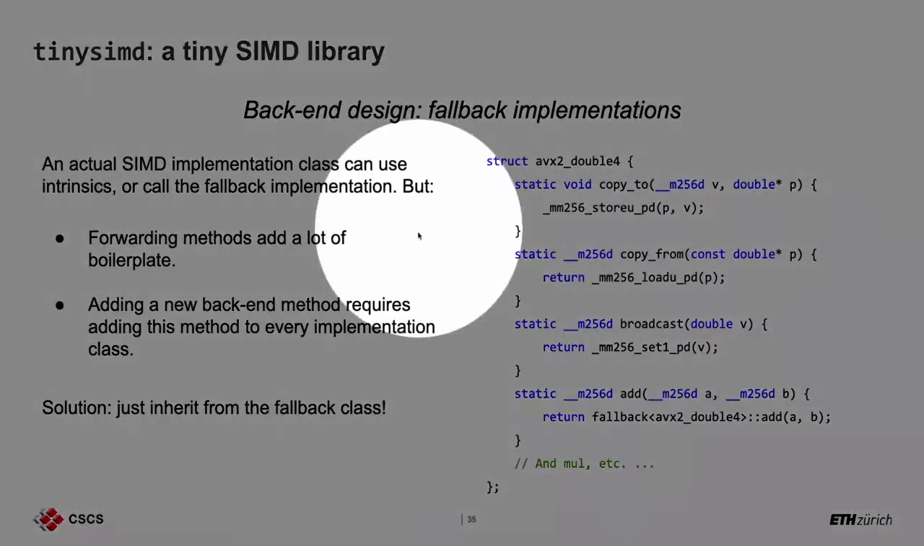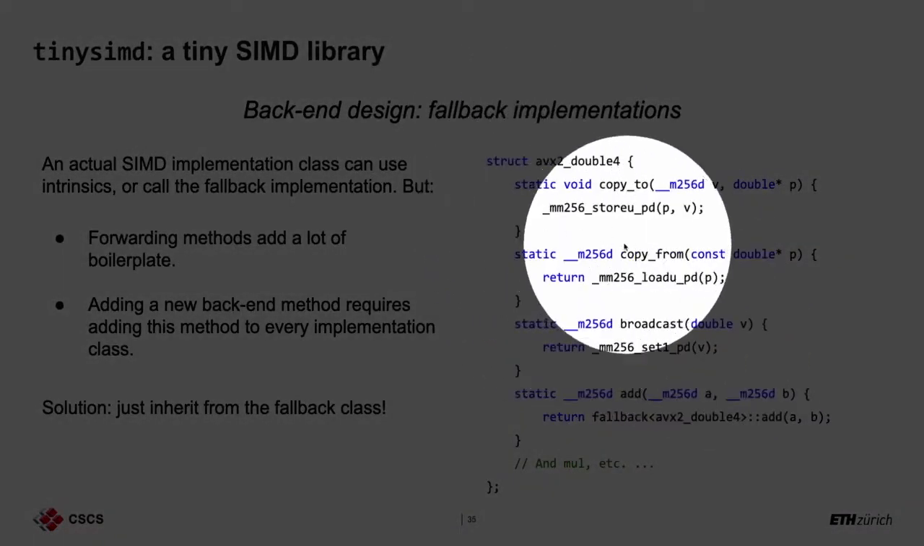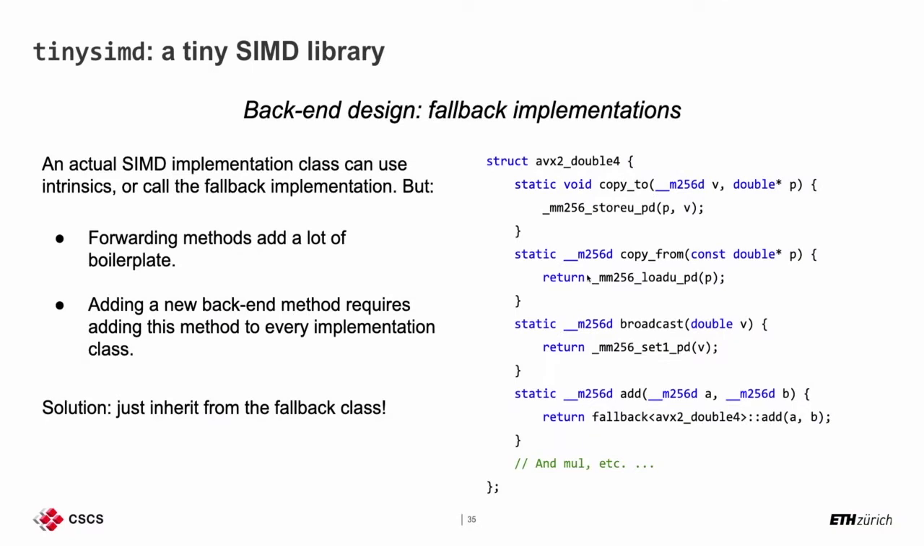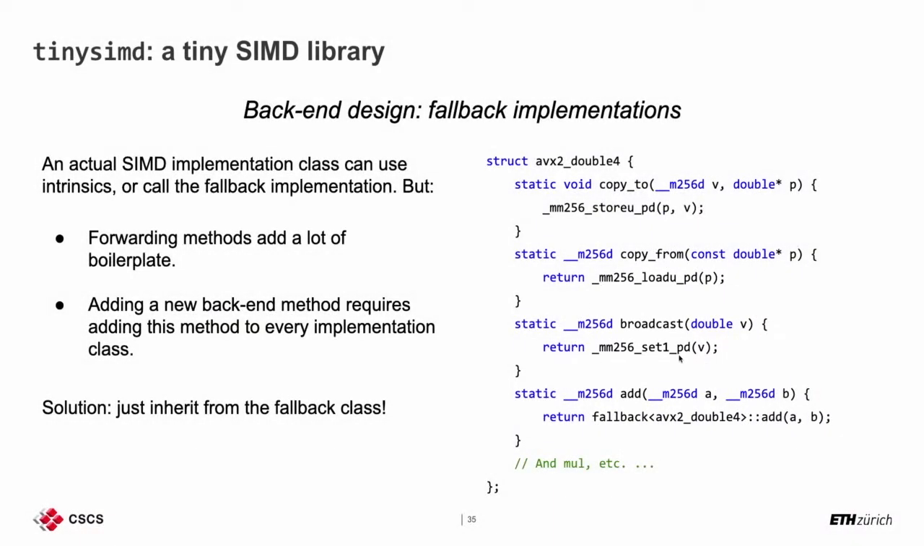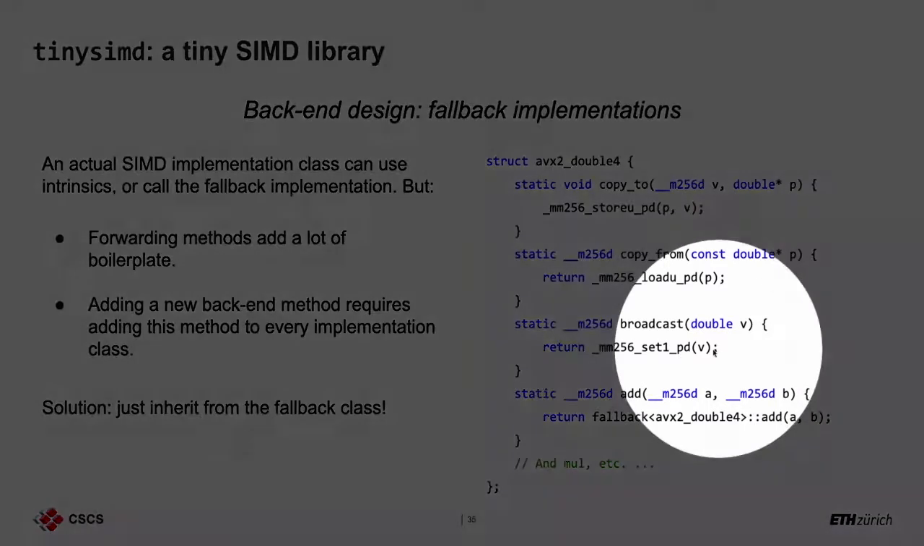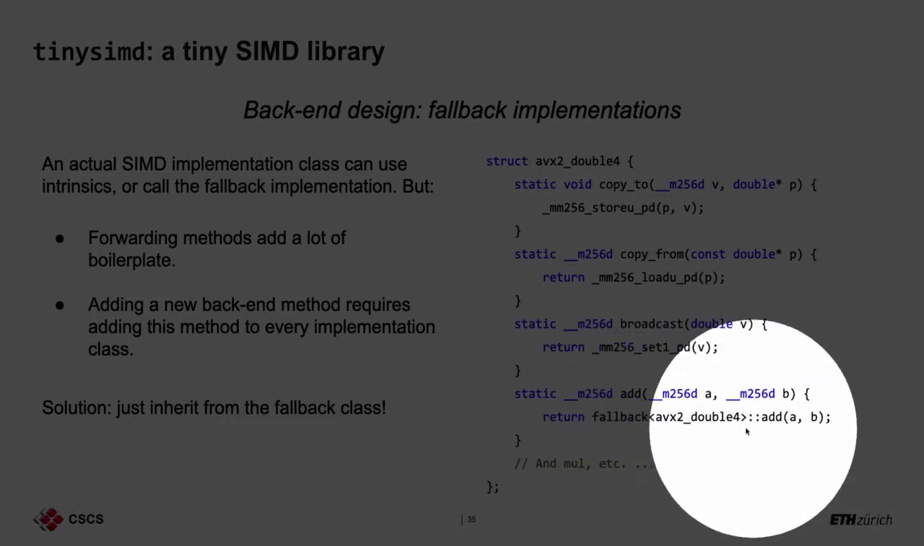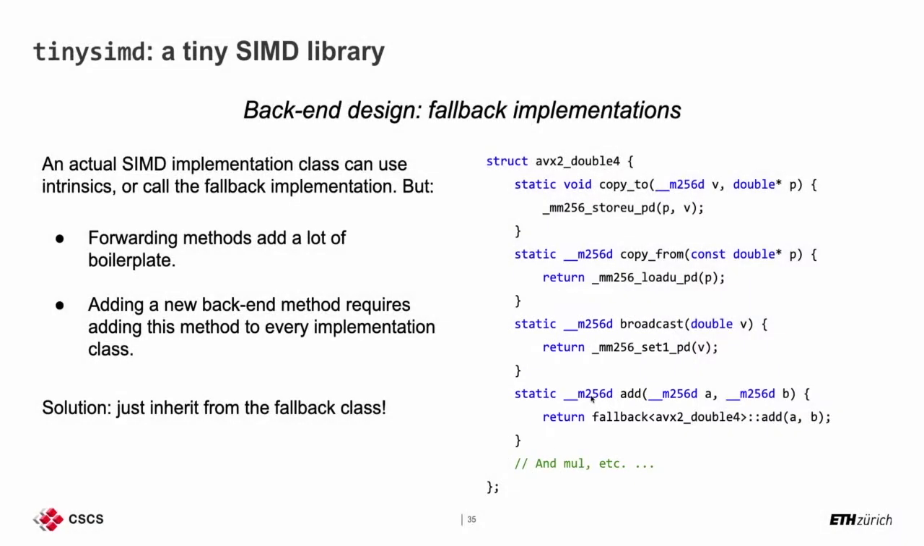copy to and copy from. We need those. And again, we're using arcane SIMD intrinsics. We've got a specialized version of broadcast. We know how to do a broadcast quickly, so we'll use an intrinsic for that. And then I might say, oh, well, I'm feeling lazy. For add, I'm just going to use the fallback implementation. I'm not going to write my own.